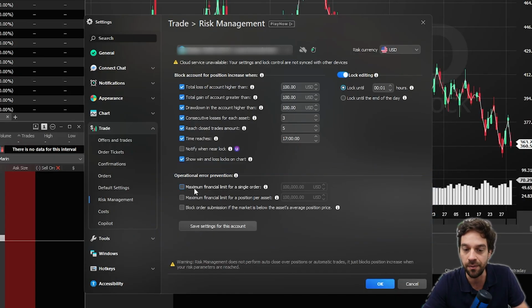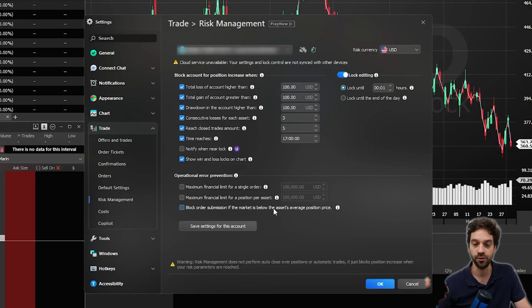Maximum financial limit for a single order, maximum financial limit for a position per asset, block order submission if the market is below the average position price, so you don't pretty much add to losers. So these are some of the features that you can use.